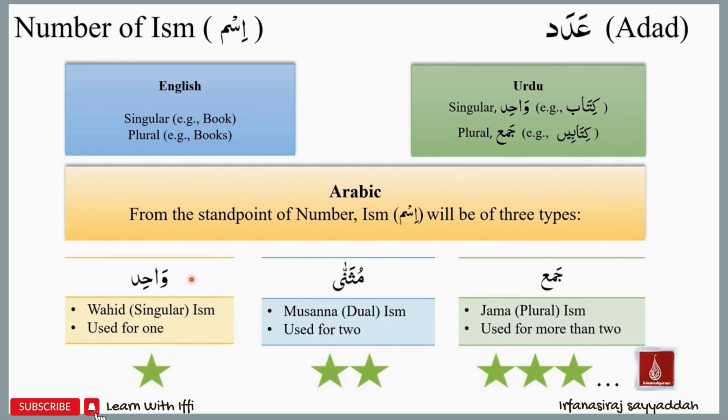Similar to English and Urdu, wahid is used for 1. It is used for a singular ism. Musanna will be used for 2. So musanna specifies the duality of ism. And for anything which is more than 2, we will use jama or the plural ism.